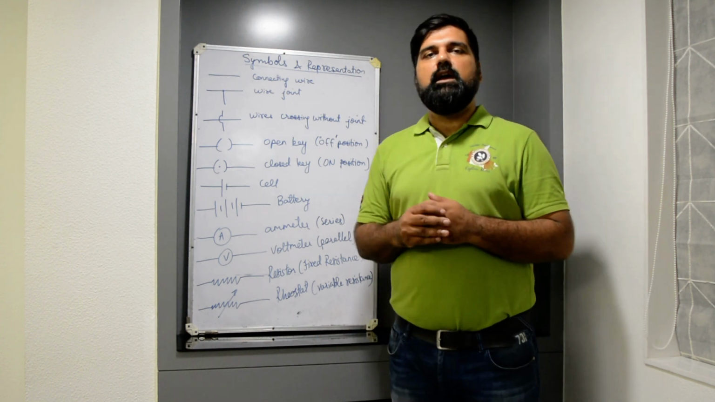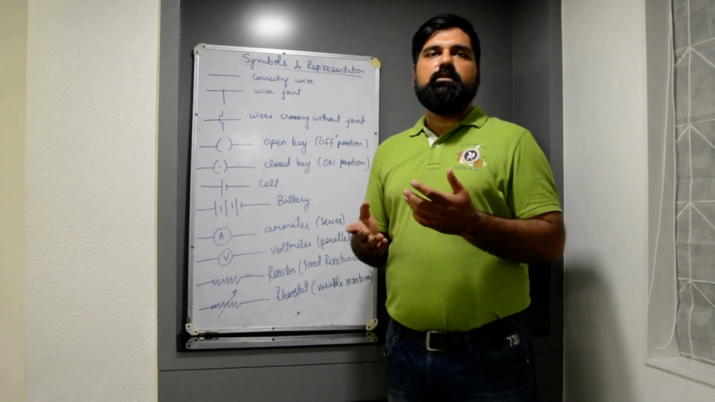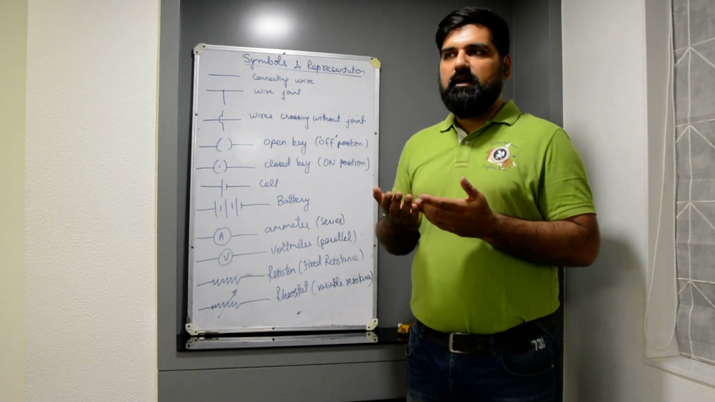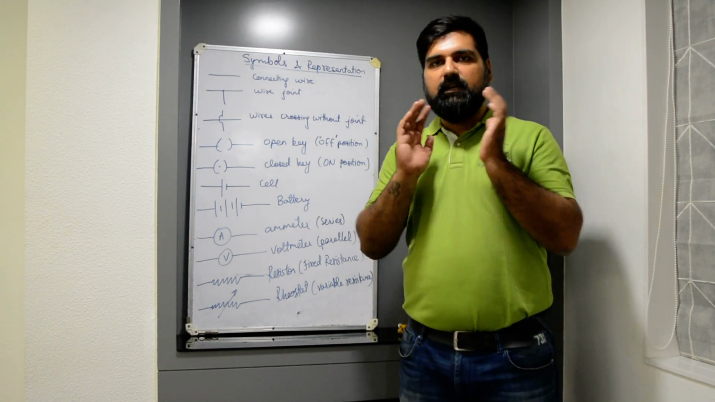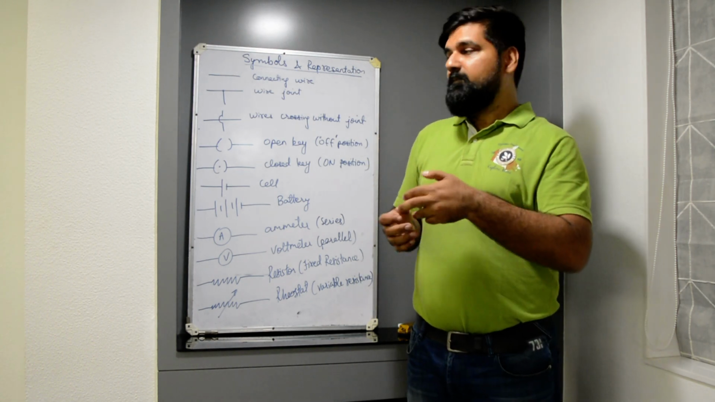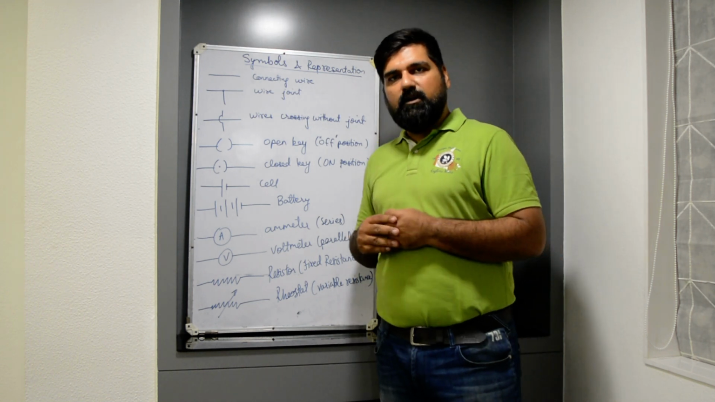And group of cell is known as battery. As you have seen, we use group of cells in most of the appliances. Whether you use remote or you have seen even the car battery, it has 6 cells. So a group of cells is known as battery.